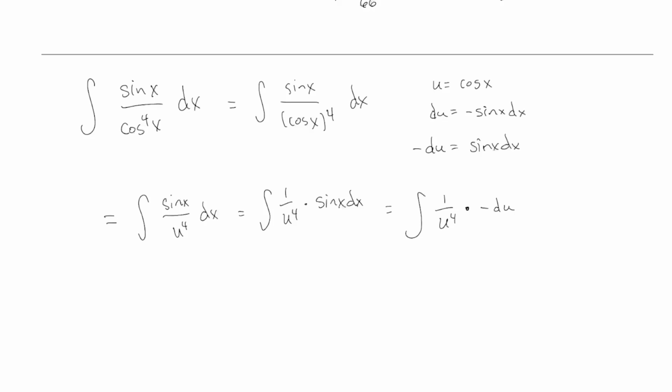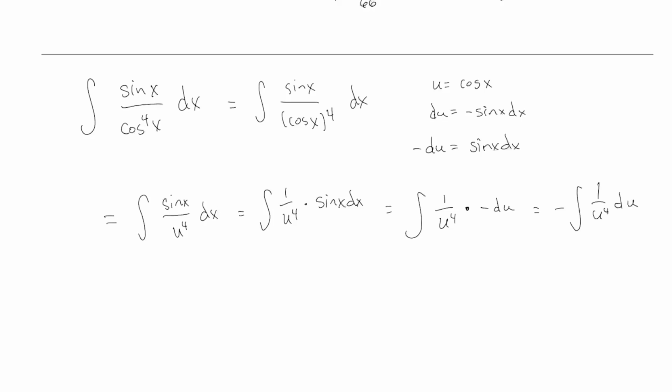And as usual, I am going to factor the constant out. That minus sign you could think of as a multiplication by -1. So we can take that out of the integral. Minus integral 1 over u to the 4 du. And now this is totally substituted, right? Everything is now in terms of u rather than x. And so we should do the integral.